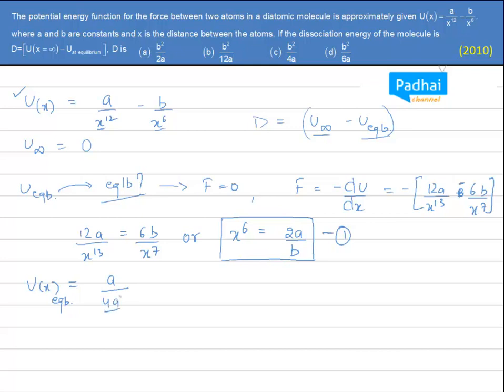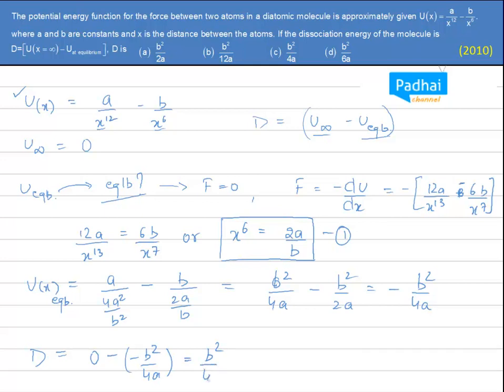So this will be a divided by 4a square by b square minus b divided by 2a by b, or I can write it as b square divided by 4a minus b square by 2a, or minus b square by 4a. So if I have to calculate the value of D, U at infinity was 0, so 0 minus of minus b square by 4a, or I can write it as b square by 4a. So this is the answer. That means option C is correct.